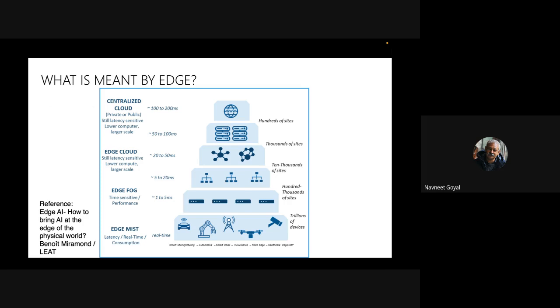And again, this is a picture which tells you about the latency part of it. So if you look at edge mist, these are different terms that are being coined in the literature. There's something called edge cloud now, edge fog, edge mist. So when you look at edge mist, these are basically the devices, trillions of devices that we are looking at.